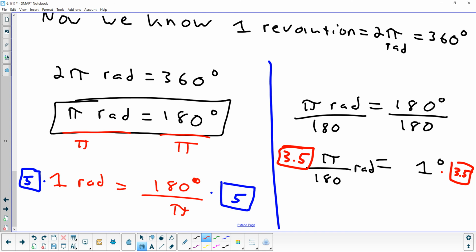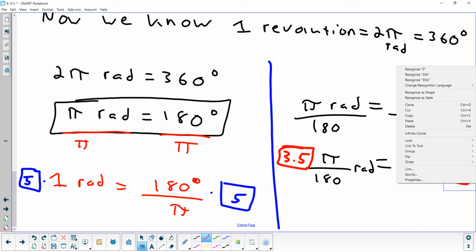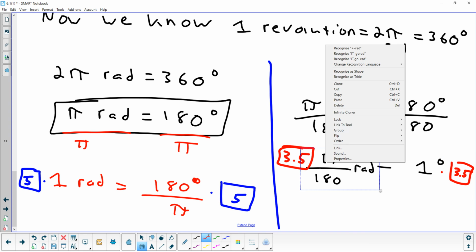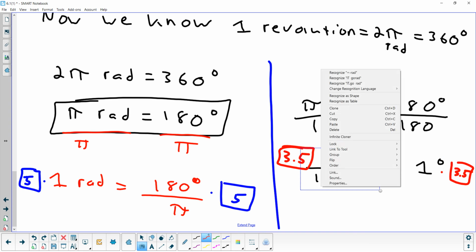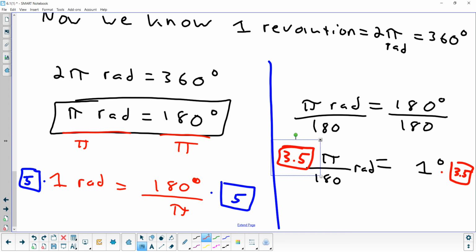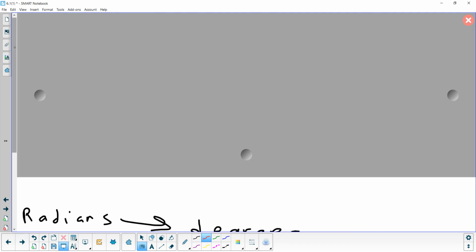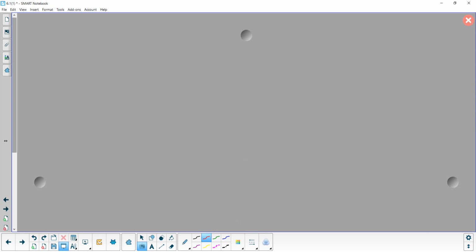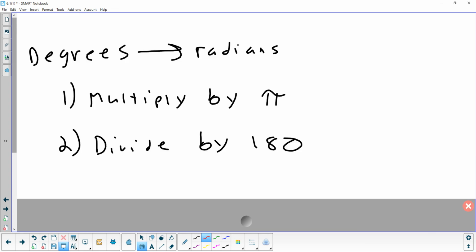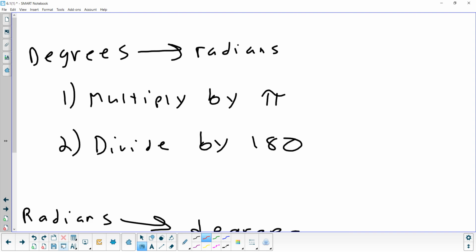Again, I don't really care what 3.5 degrees is. The point is, whenever you're trying to convert from a degree to a radian, you take whatever you want to convert, you multiply by pi, and you divide by 180. Multiply by pi, divide by 180, and that will convert you from a degree to a radian. Now, these two steps are kind of easy to mix up. One of them is multiply by pi, one of them is divide by pi. I'm going to show you an easy way to remember it.